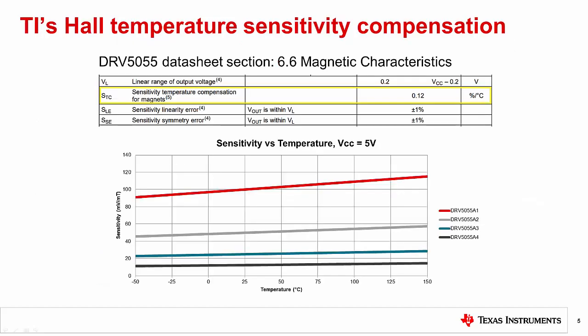TI's linear Hall effect sensors are designed to adjust sensitivity automatically to compensate for the remnants change in magnets. As shown in section 6.6 of the DRV5055 datasheet, this compensation is done in percent per degree C. This plot shows an example of how the sensitivity of the DRV5055 adjusts over temperature.